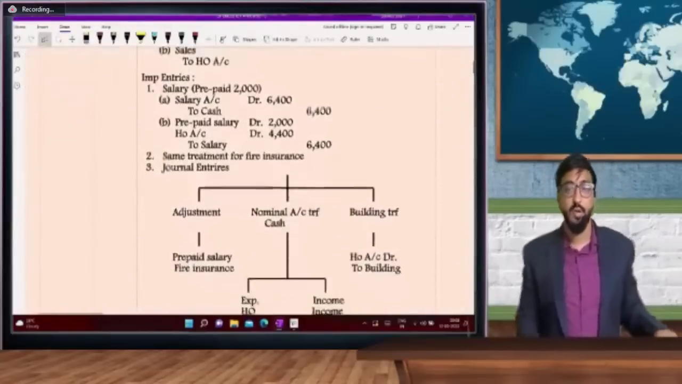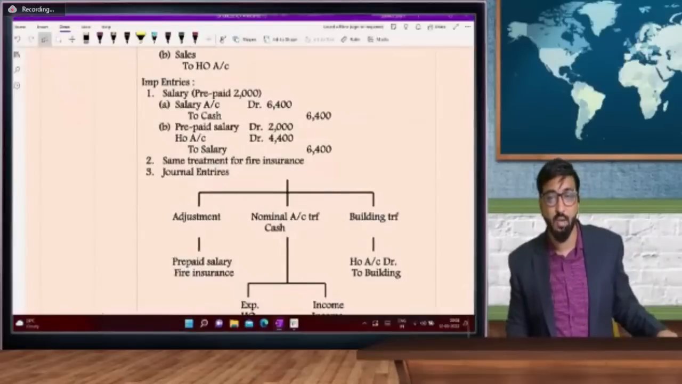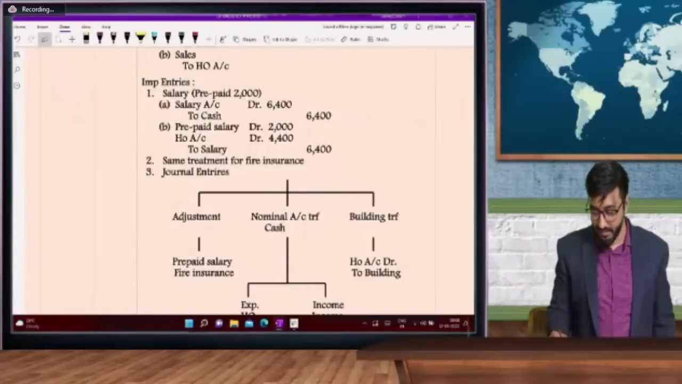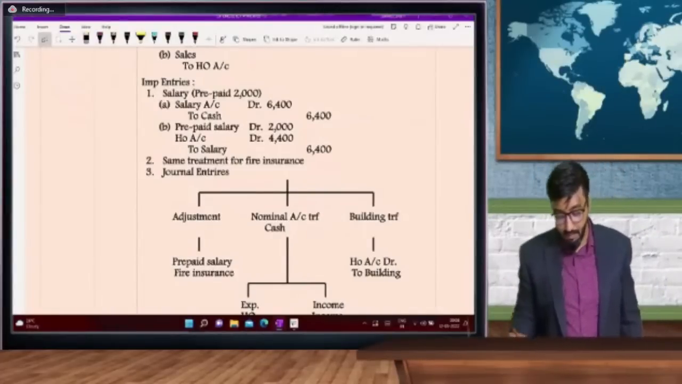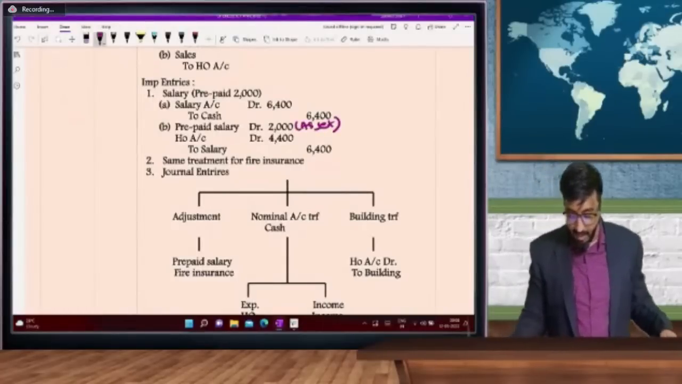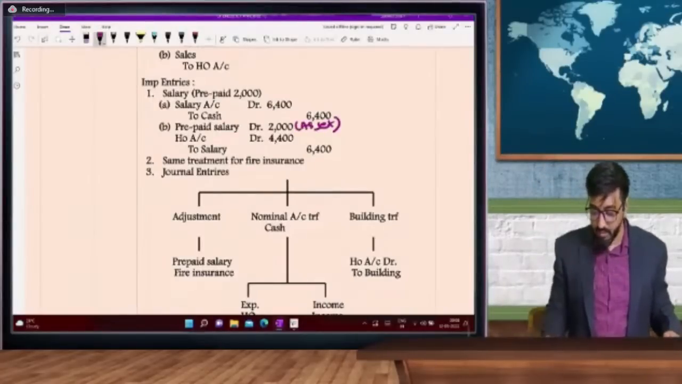What are the important entries in this? Salary, prepaid salary to cash 6,400, but prepaid salary 2,000. We transfer 4,400 and 6,400 is the salary account. We cancel it, so salary will get cancelled. Prepaid salary will go to the asset side. And same journal entries for fire insurance, adjustment entries.